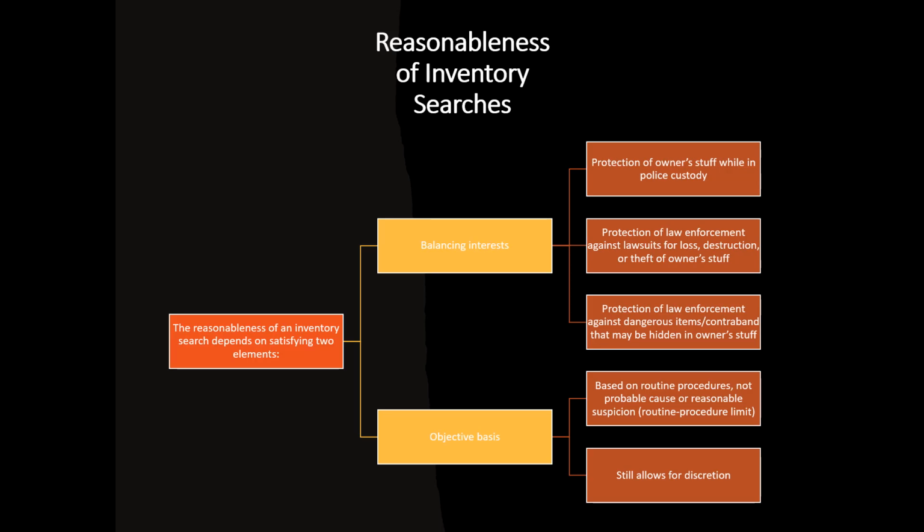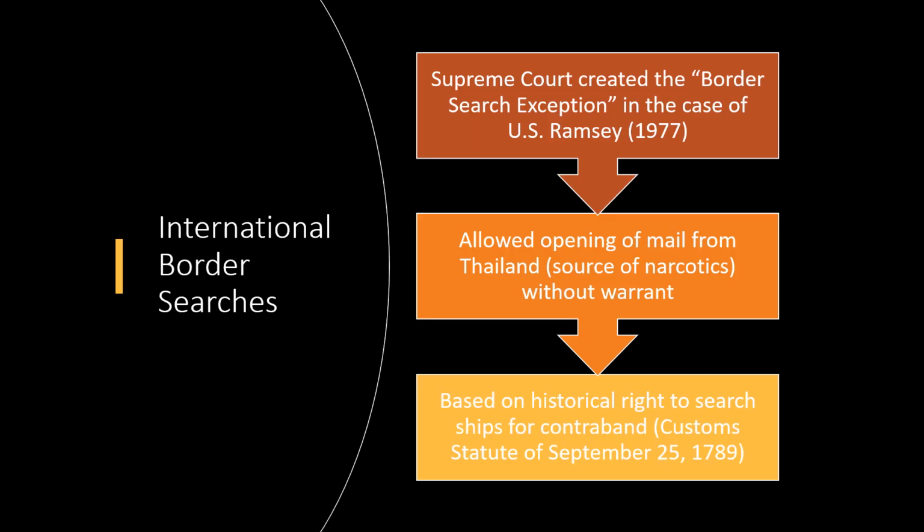All right, let's move on to international borders. And like I said before, you have to understand that you really have a lower expectation of privacy at an international border. Not just you, but also anything coming in. And we've got the case, and again, we didn't have to outline this case because it's very brief, U.S. versus Ramsey, came down in 1977.